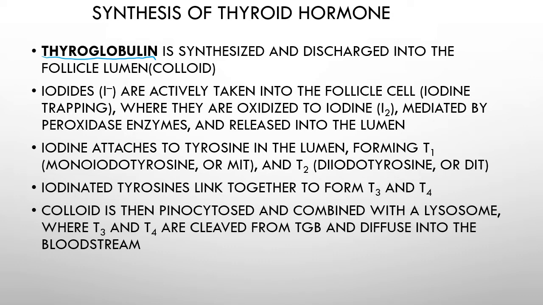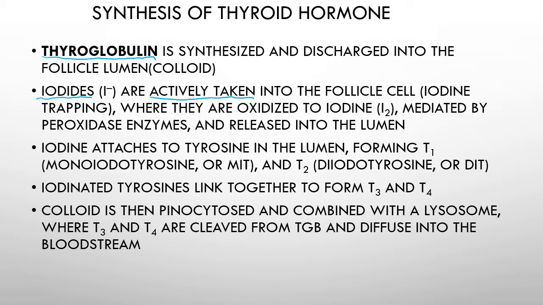But iodine, when it is floating around the bloodstream, it's as an iodide. So the first thing we're going to have to do is grab it out of the bloodstream. And so we're going to have to actively pump it into the follicle cell. So we're going to have active transport, taking that iodide molecules into the follicle cells themselves. And this process is what we call iodine trapping.